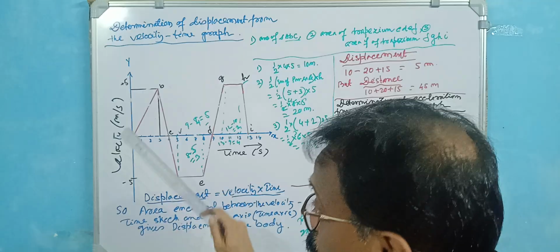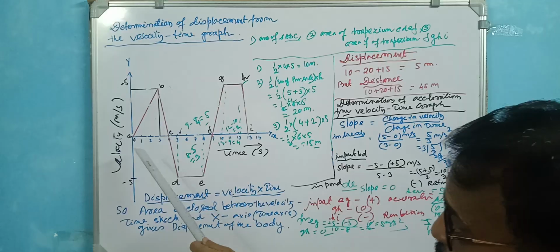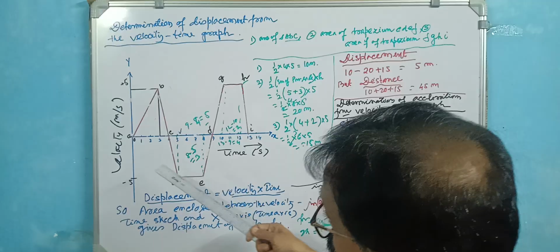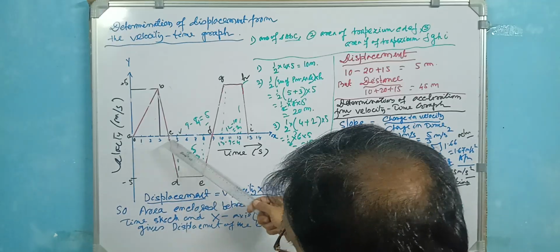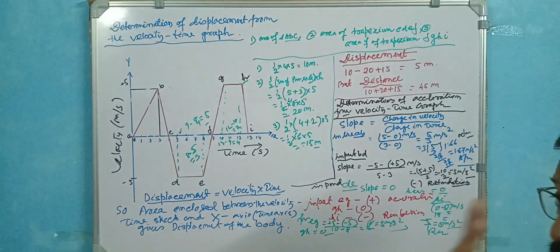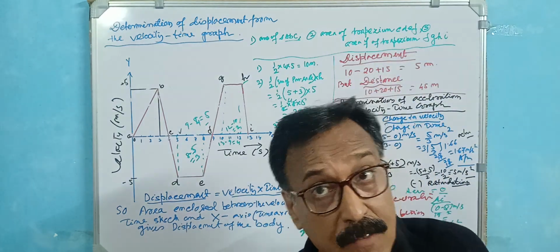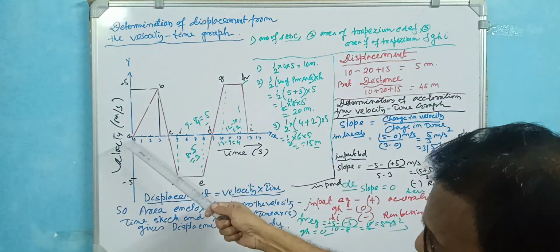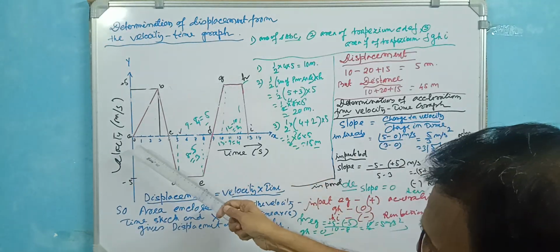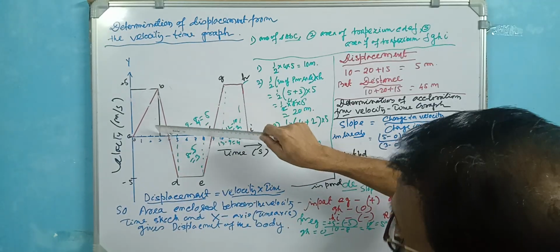First you calculate this one. This is a triangle, and the area of a triangle is half base into altitude. You know the base is here from 0 to 4, so this base is 4 and the height is 5. The concept of calculating the displacement from the graphs must be very clear. Now look very minutely: area of ABC is half base into altitude. What is the base? This is 4. And what is the altitude? The height is 5.